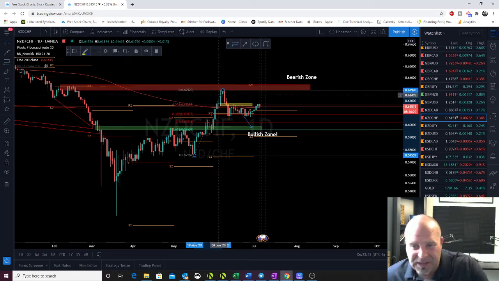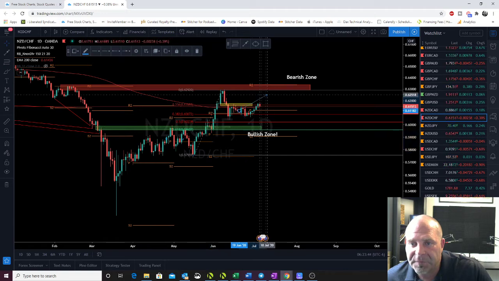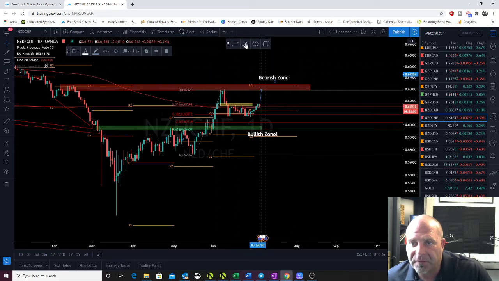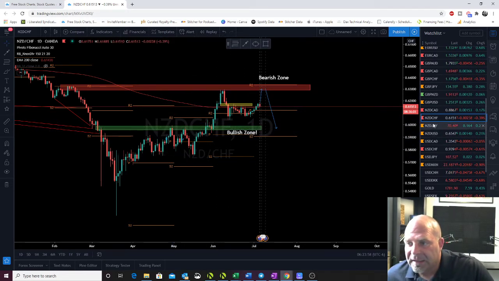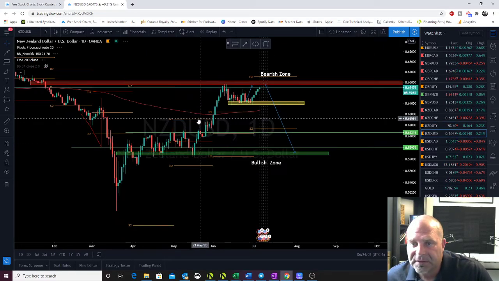NZD CHF kind of coming rounded back up. Could be a double top scenario coming up. So we'll just have to see. I kind of like how that's looking. Then we'll sell from up here. Get all this noise out. NZD JPY, kind of same thing, guys.